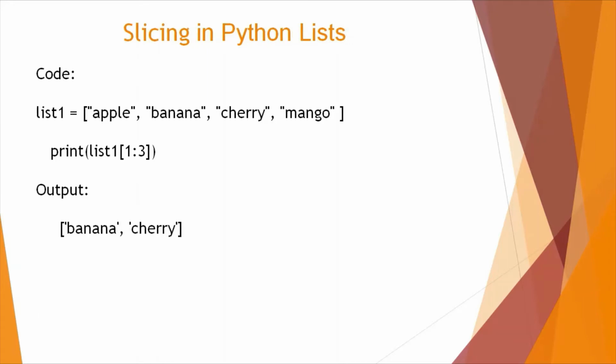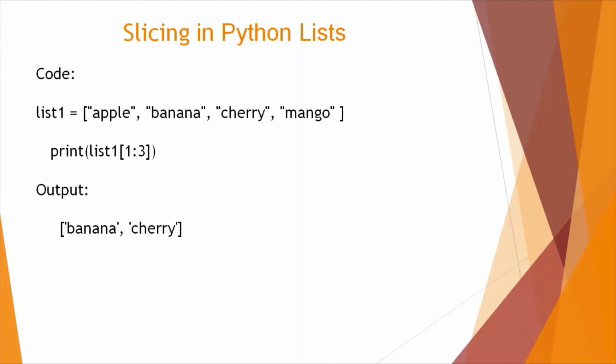We have slicing in a Python list. I have declared a list: apple, banana, cherry and mango, and we will slice the list from 1 to 3. Our list starts from 0, so apple is at index 0, banana is at 1, cherry is at 2 and mango is at 3. I want the list from 1 to 3, so I will get banana and cherry. Why? Because it will exclude the element present at the third index. It will give 1 and 2.